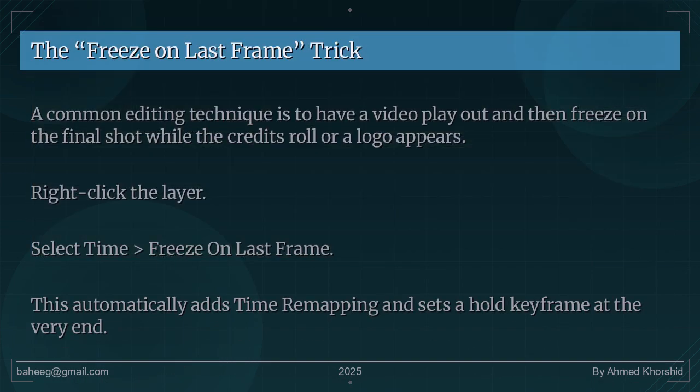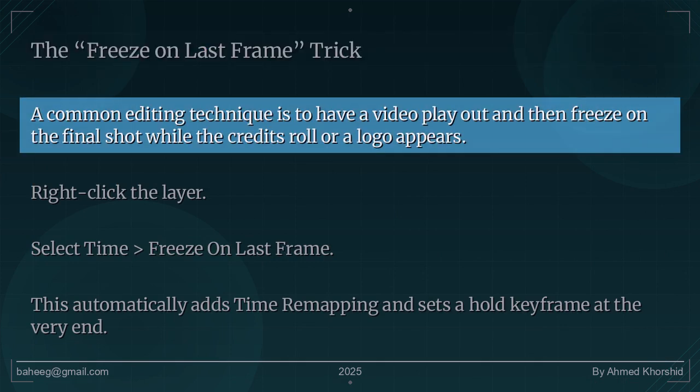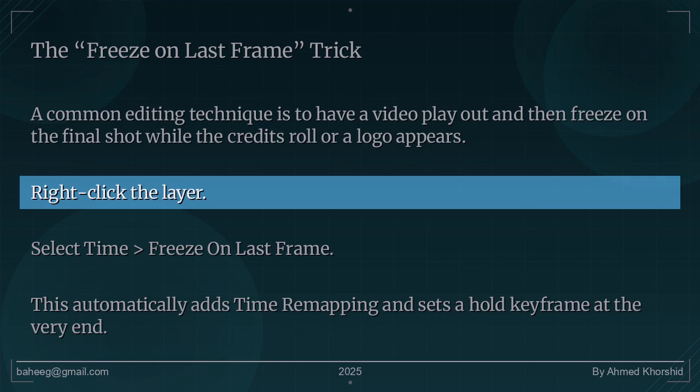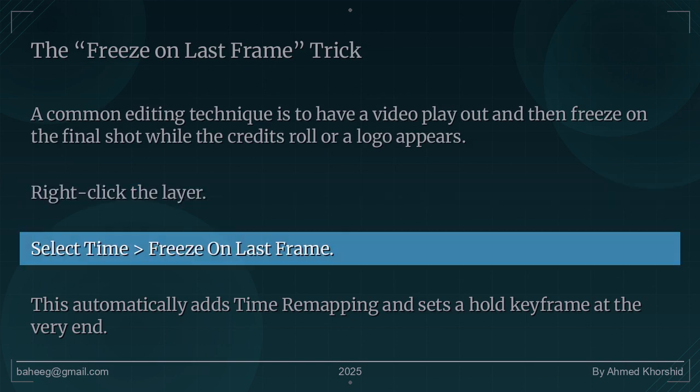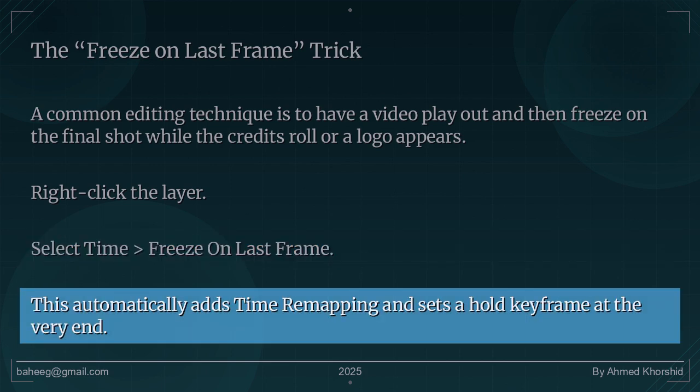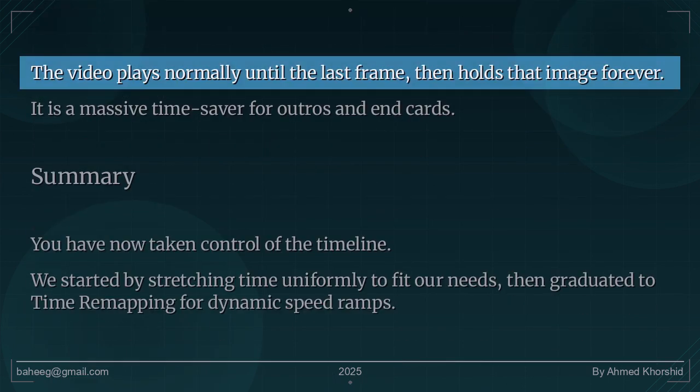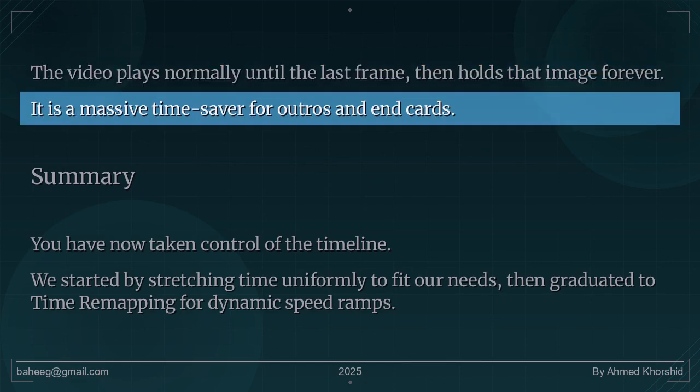The freeze on last frame trick. A common editing technique is to have a video play out and then freeze on the final shot while the credits roll or a logo appears. Right-click the layer. Select Time, Freeze on Last Frame. This automatically adds time remapping and sets a hold keyframe at the very end. The video plays normally until the last frame, then holds that image forever. It is a massive time saver for outros and end cards.